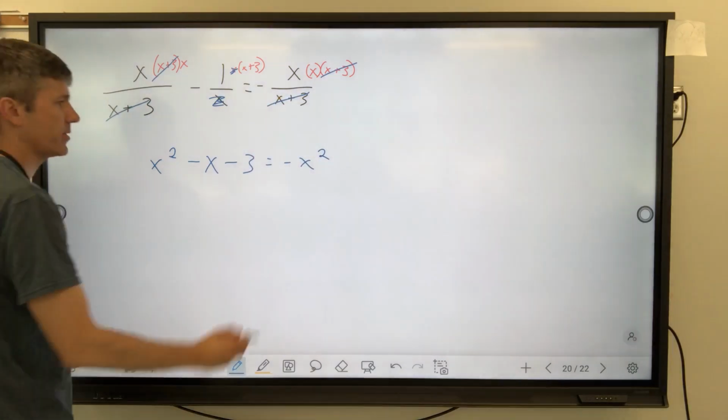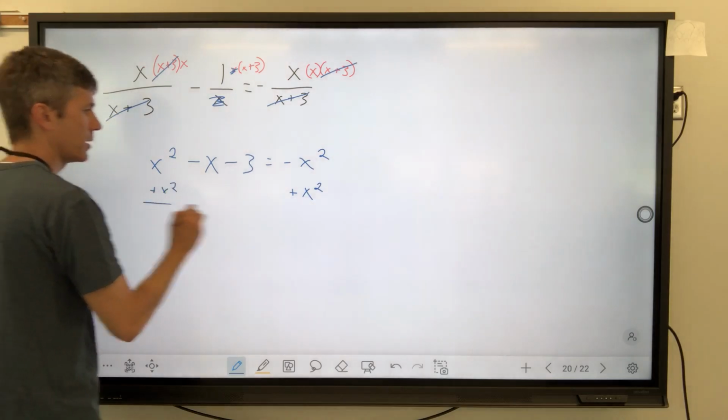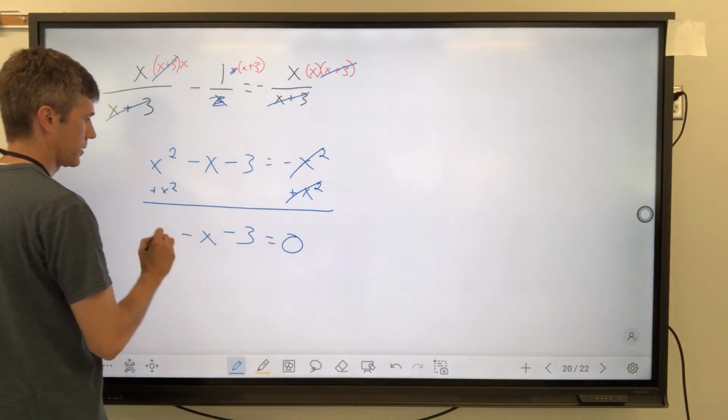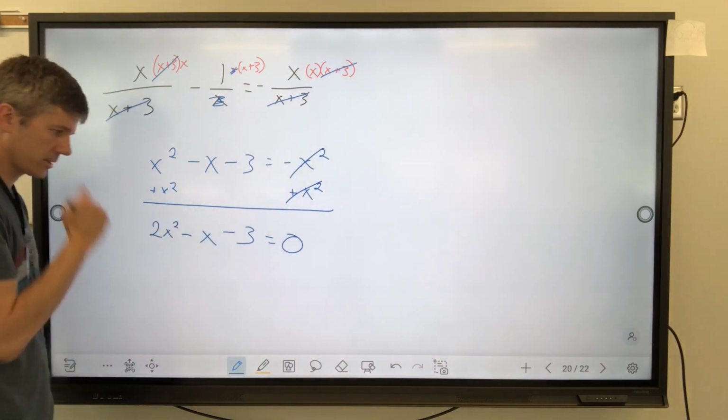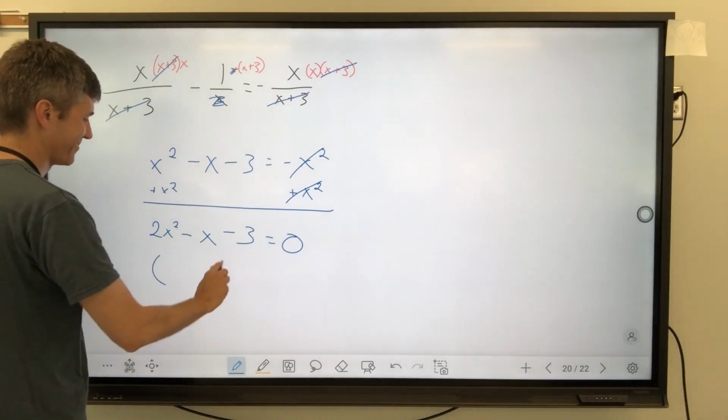Ooh, all right, fun factoring. Plus x squared, plus x squared, equals 0. Oh my goodness, what are we gonna do? I wonder if it factors. Let's use a quadratic formula.